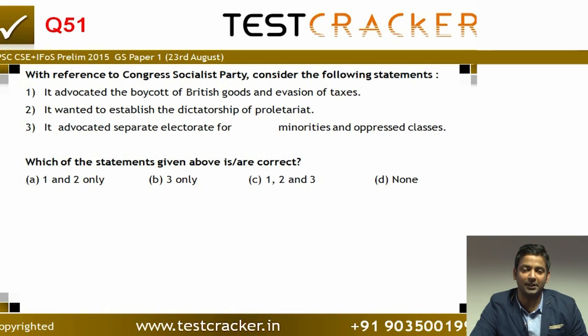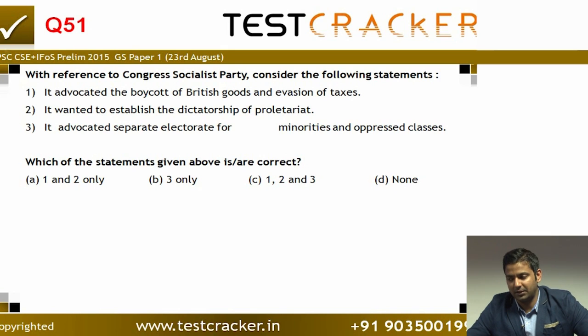If you reject statement 3, you look at the options, you come down to 1 and 2 only, or none of the above. So let's read any of 1 and 2. If you read 2, it says it wanted to establish the dictatorship of proletariat. Now what is the dictatorship of proletariat? Where do you find this? Of course, the Communist Manifesto, Karl Marx, which means by bloody revolution, proletariat will achieve its dictatorship. The Congress Socialist Party was affiliated with the Congress. Many members of Congress were active there. Do you think it would have this as one of its aims, to establish dictatorship of proletariat? Obviously not. 2 is not correct.